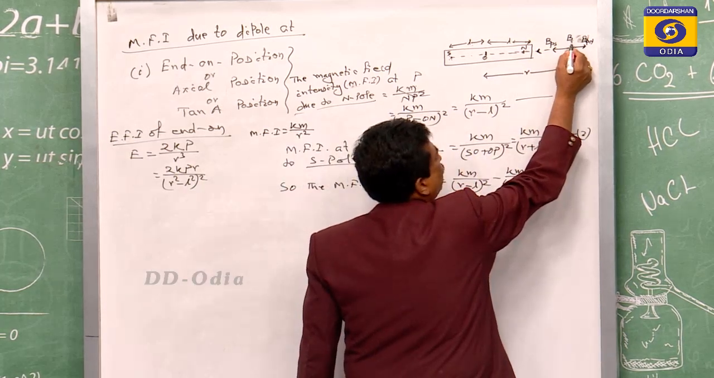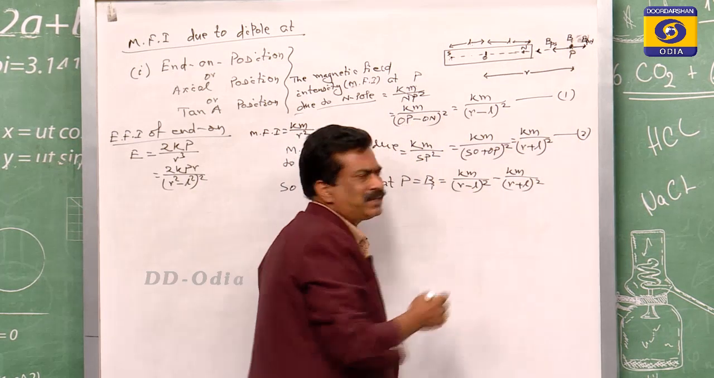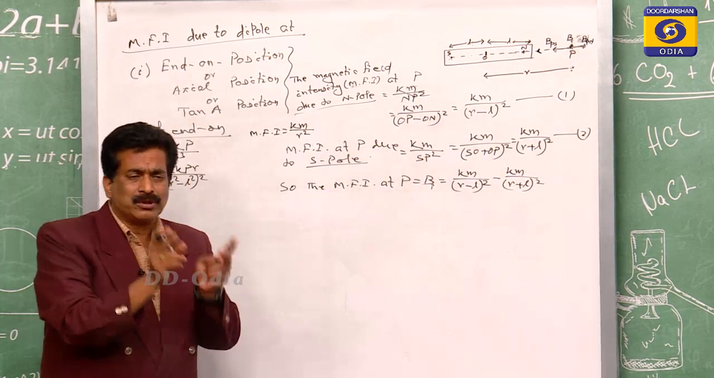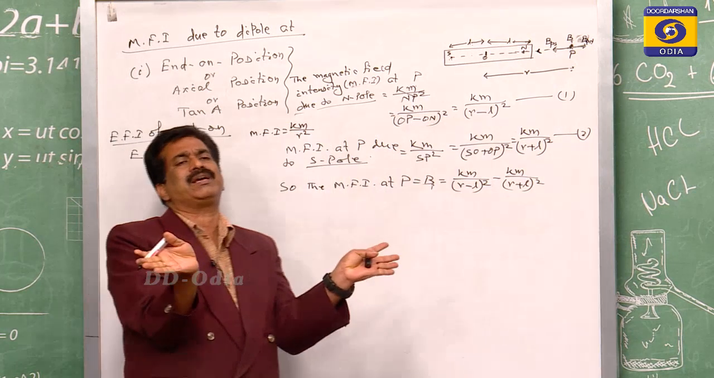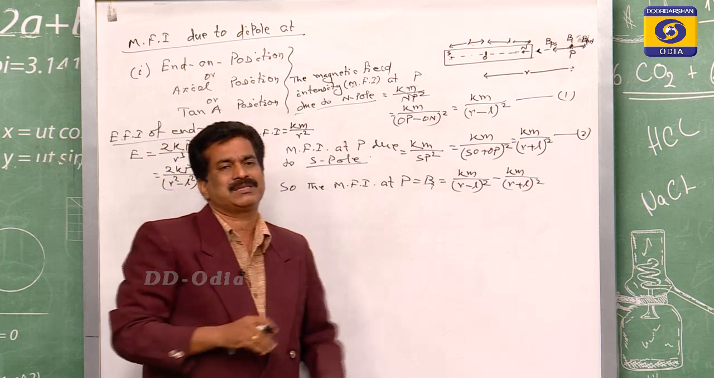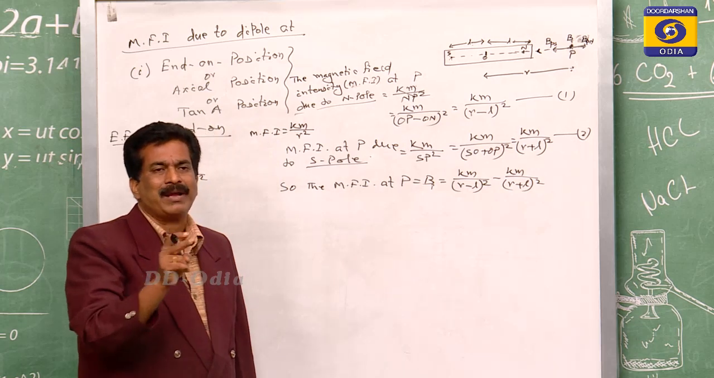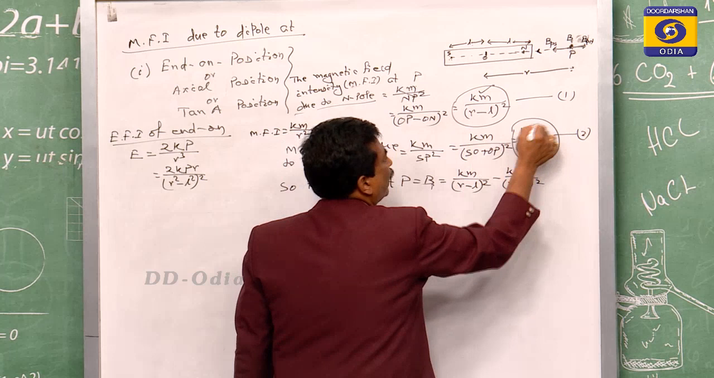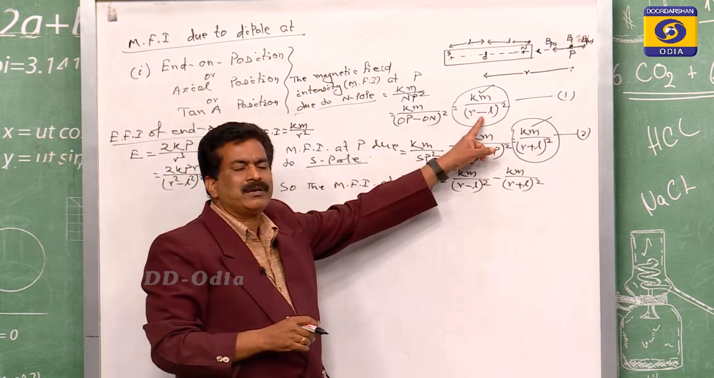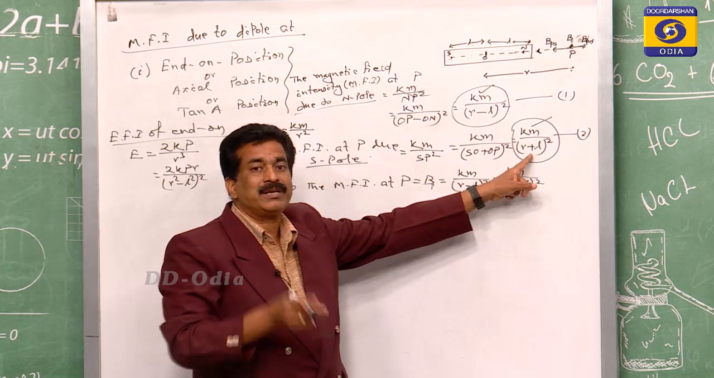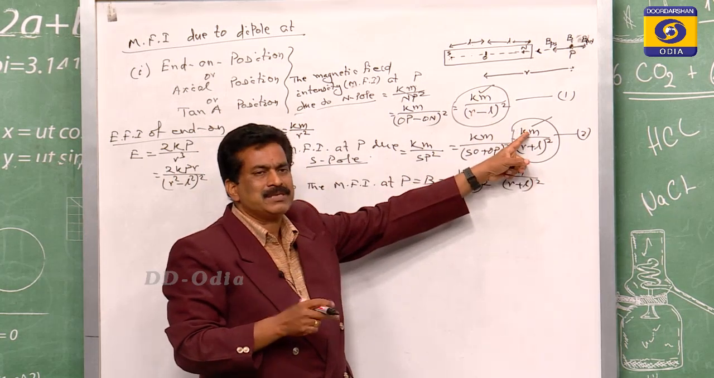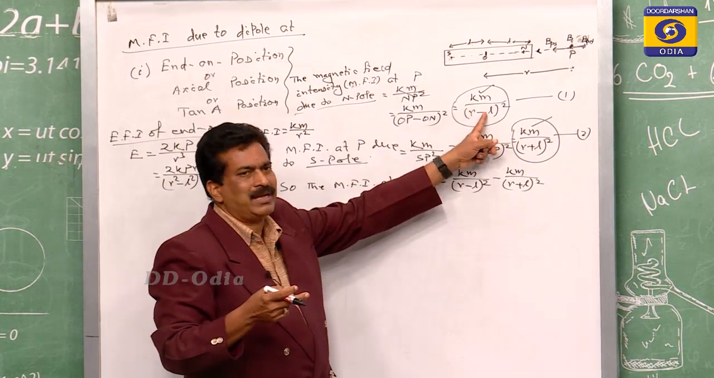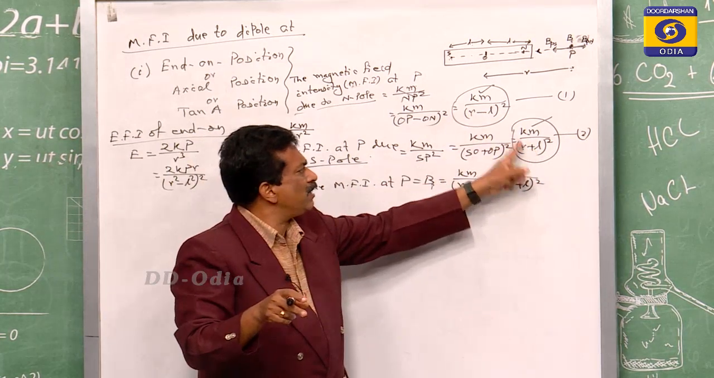Just look, this is where we found the magnetic field intensity. One is in this direction, one is in this direction, both are vectors. When both vectors act at a point in opposite directions, the resultant is their difference. So which difference do you take? The greater minus the lesser. You see, the numerator is Km in both, but here the denominator is (R minus L) whole square, and here the denominator is (R plus L) whole square. The numerator is the same, so if the denominator is less, then the value will be more. R minus L is the smaller, while this is R plus L.